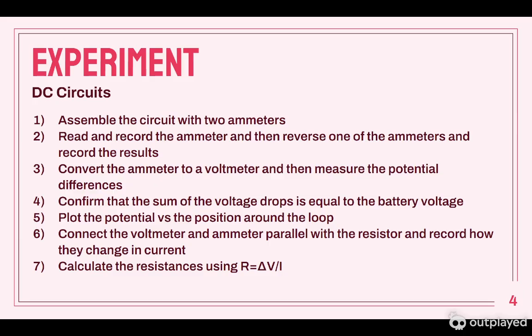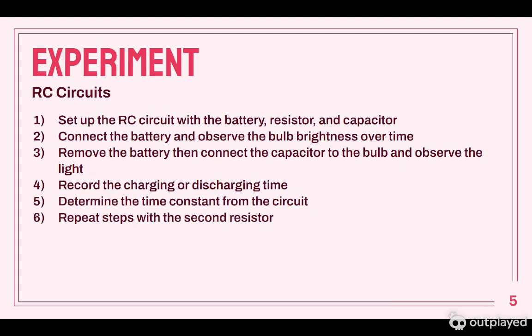Convert the ammeter to a voltmeter and then measure the potential differences. Then confirm that the sum of the voltage drops is equal to the battery voltage. Then we had to plot the potential versus the position around the loop. Connect the voltmeter and the ammeter parallel with the resistor and record how they change in current, and then calculate the resistance using R equals the change in voltage over I.